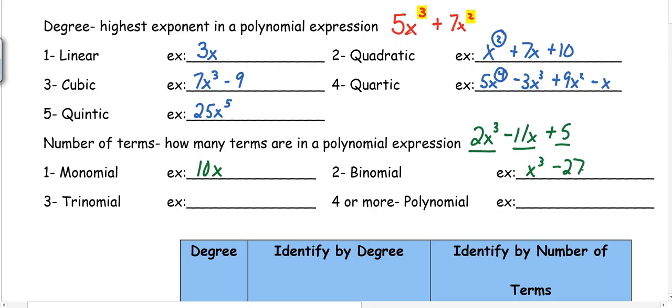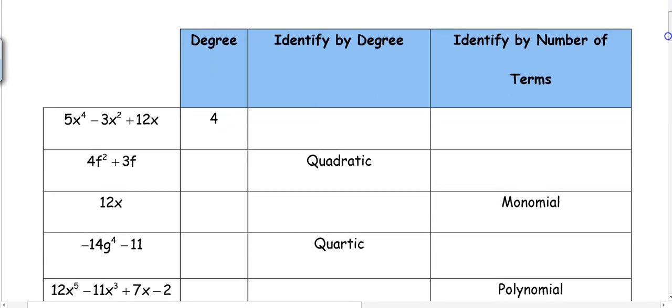A trinomial has 3 terms, so for example, x squared minus 3x plus 6. Anything that has 4 or more terms, we're just going to call a polynomial. So x cubed plus 9x squared minus 7x plus 10 has 4 terms, so it would be a polynomial. So let's practice by filling in this table.